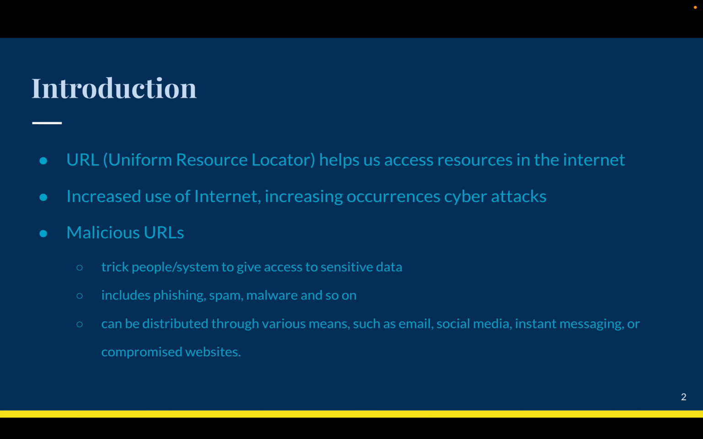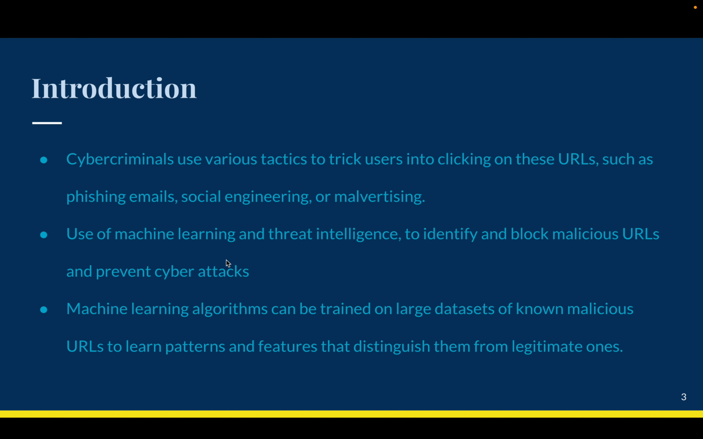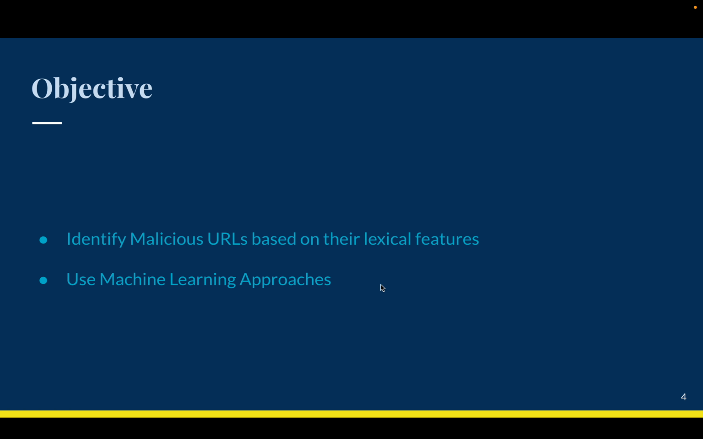Cybercriminals use various tactics to trick users into clicking on these URLs, such as phishing emails, social engineering, or malware teasing. Use of machine learning and threat intelligence can be done to identify and block malicious URLs and prevent cyber attacks. This project deals with the detection of such malicious URLs using machine learning techniques.